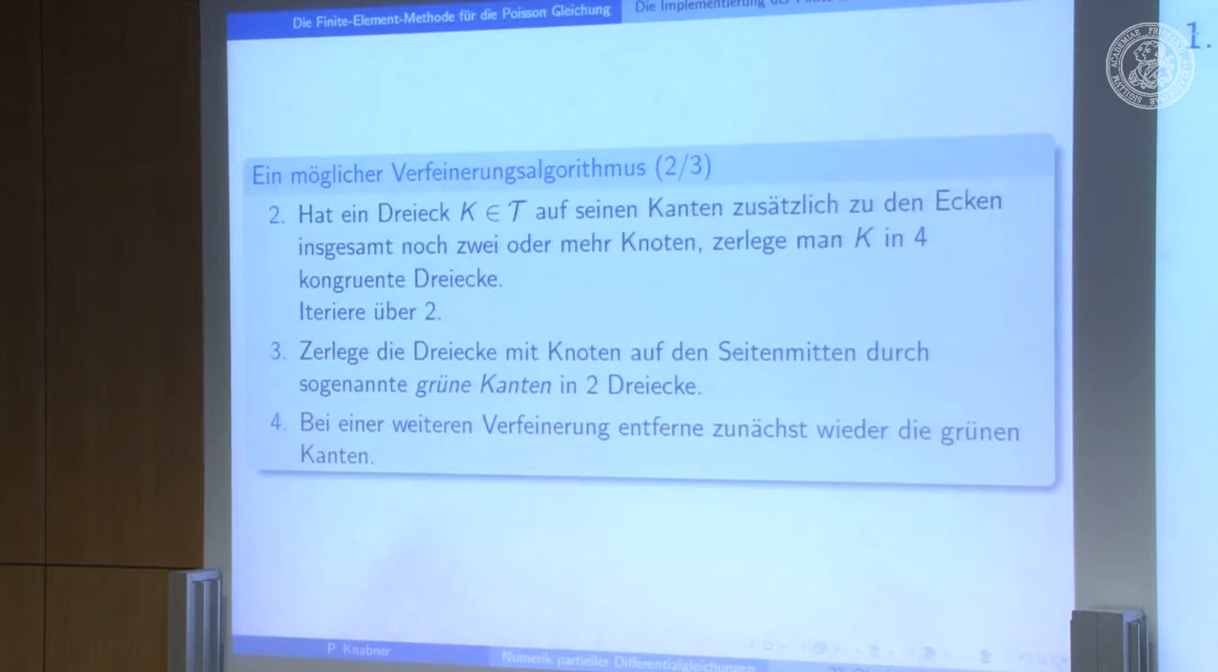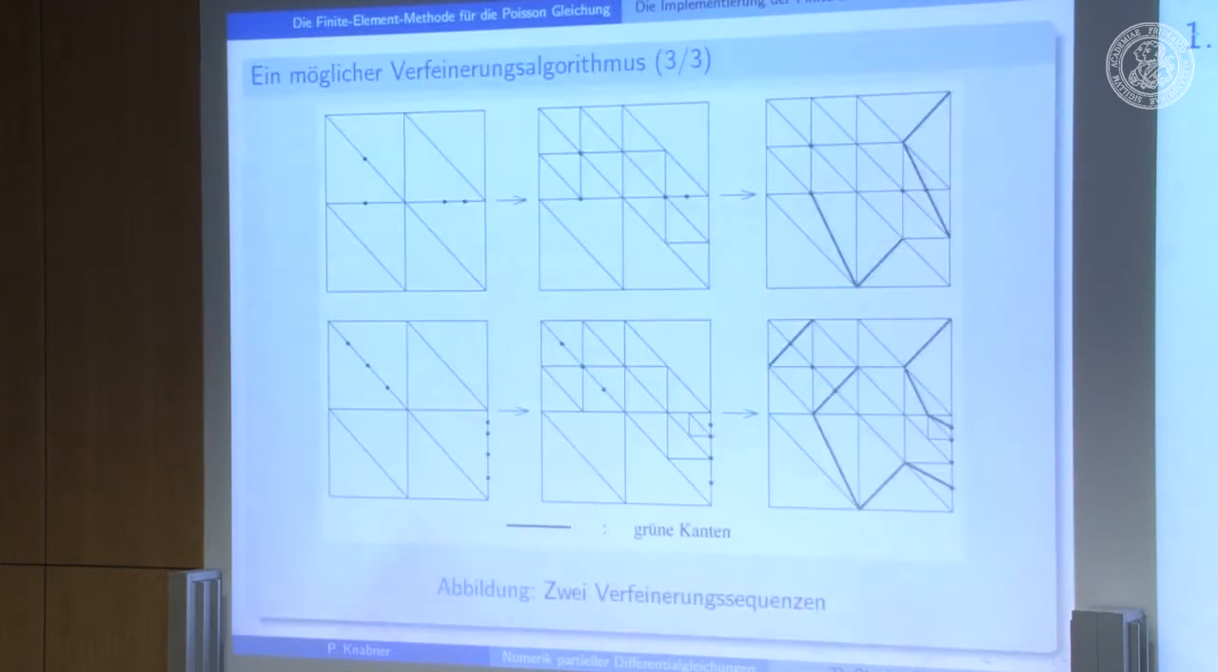And if in a later stage we are not satisfied with this refinement and want to do further refinements, we first remove the green edges, so as not to produce too many green edges. So let's have a look at how this might work.